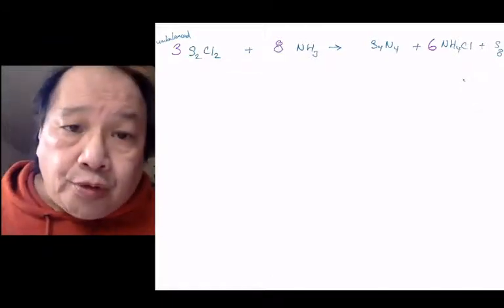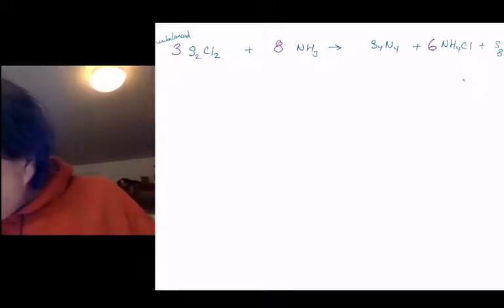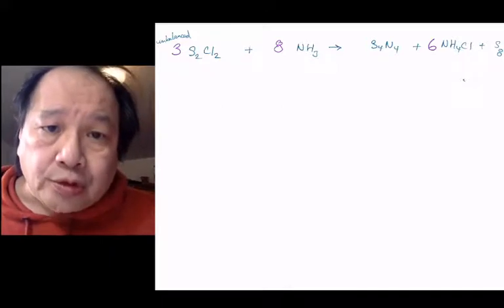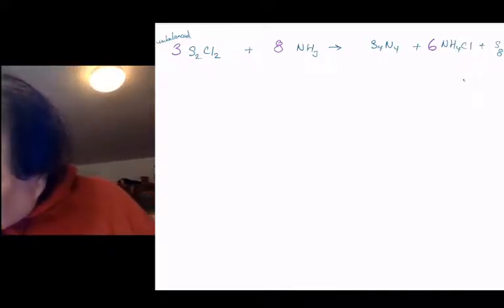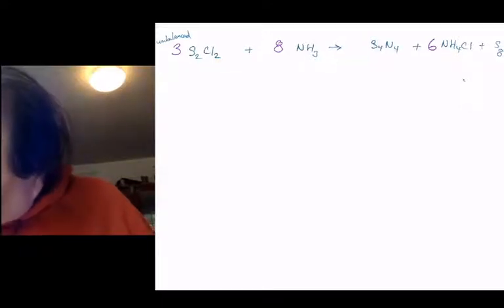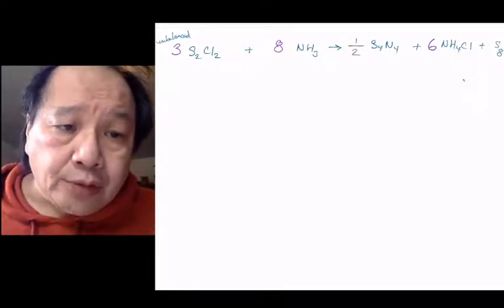And now we have 2 more compounds, S4N4 and S8. Which element appears only once more? Well, S appears twice more, in both compounds, so it's N. We've got 8 N's on the left and 6 N's on the right. We need 2 more, which means that the coefficient here is a fraction, our first fraction, 1/2. And that puts 8 N's on the right.